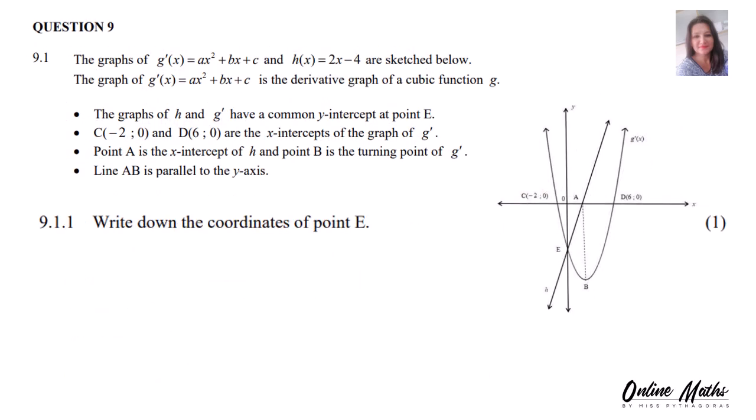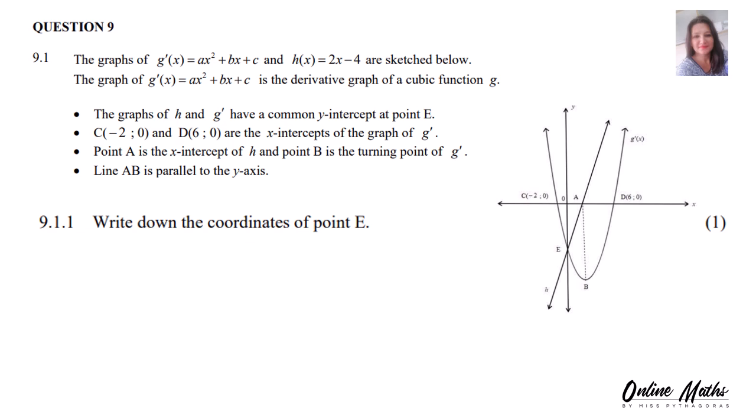Question 1. The graphs of the derivative of g, g' equals ax squared plus bx plus c, that's the parabola, and h of x equals 2x minus 4 are sketched below, that's the straight line. The graph of g's derivative, ax squared plus bx plus c, is the derivative graph of a cubic function, an original function named g.